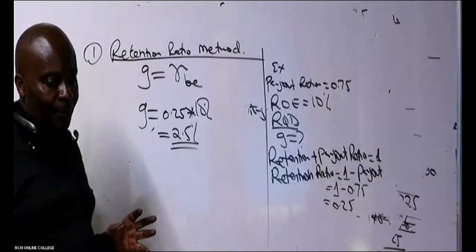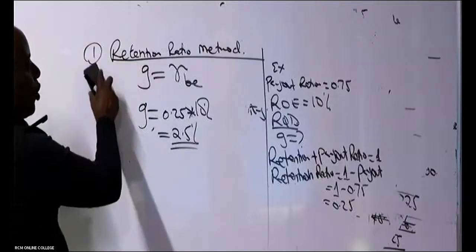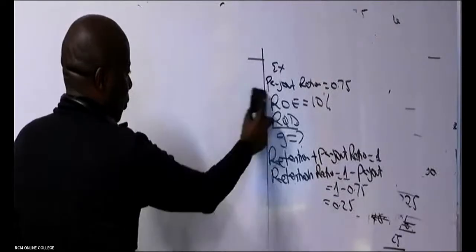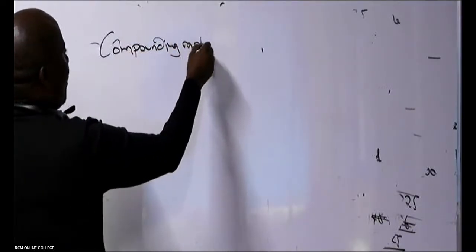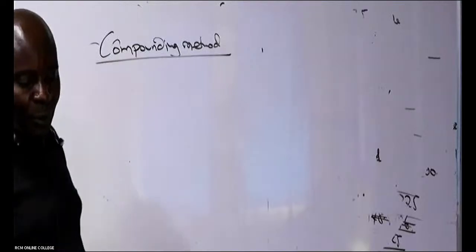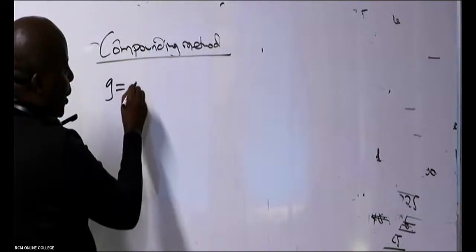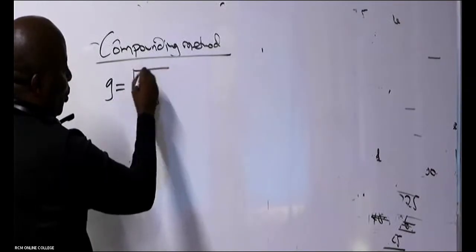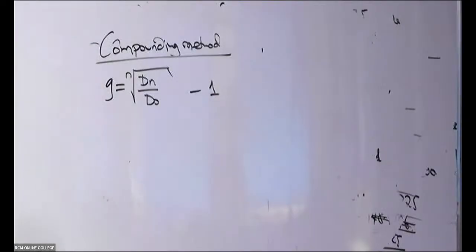Is that okay, ladies and gentlemen, for all of us? Now number 2, we have what we call the compounding method. Under the compounding method, we shall compare two dividends, Dn over D0. Then you take the nth root, and whatever you get, you take away 1, from the compounding formula, to get the compounding growth rate. Then I will give you an illustration.